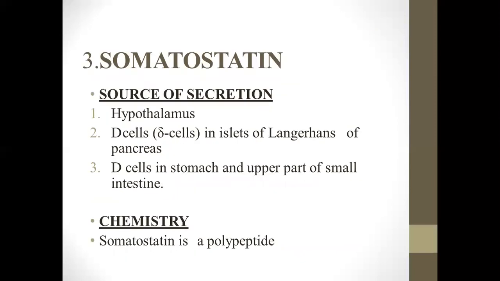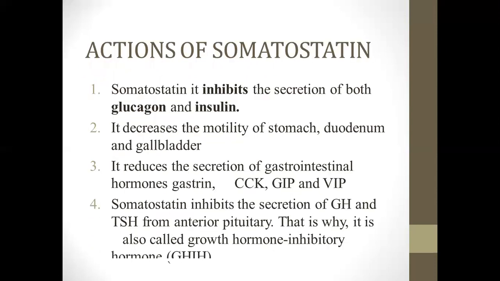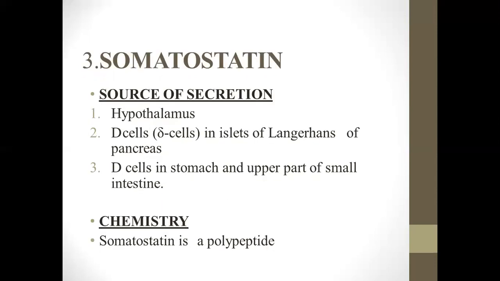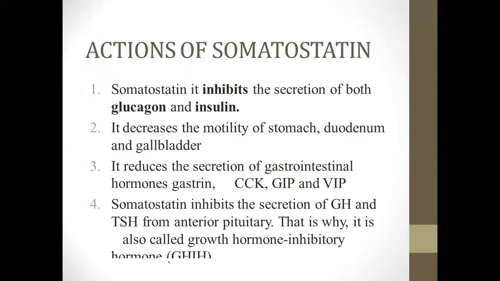Then there is the somatostatin, that is the third hormone of the pancreas, that is secreted from the delta cell in the islets of Langerhans, and the delta cell in the stomach and the upper part of the small intestine, and hypothalamus. The chemistry of the somatostatin is polypeptide. Okay, that was looking like the gamma cells, but not. It is the delta cell of the pancreas.